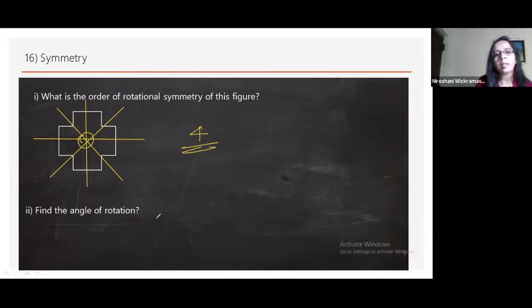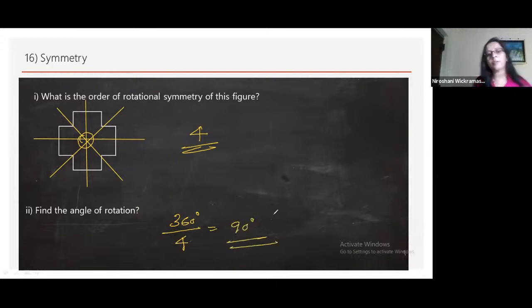The whole angle is 360. Then there are 4 axes. It coincides 4 times when it is rotating. The full angle is 360, divided by the 4 axes of symmetry. That is 90. The angle of rotation is 90.